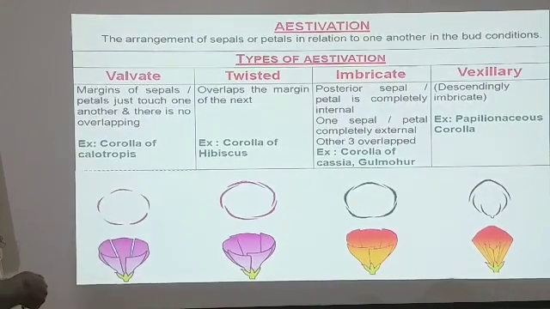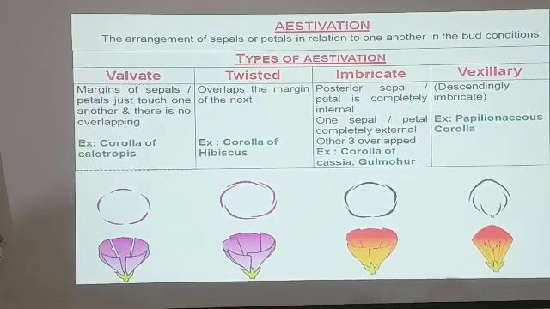You see, the margins of the sepals or petals just touch one another and there is no overlapping. So here this is the corolla of the calotropis. These are all the sepals. These are all the petals. You see, these petals just touch each other, but there is no overlapping in nature. So this type of aestivation is called valvate aestivation.